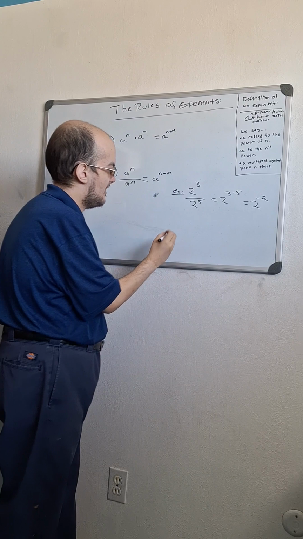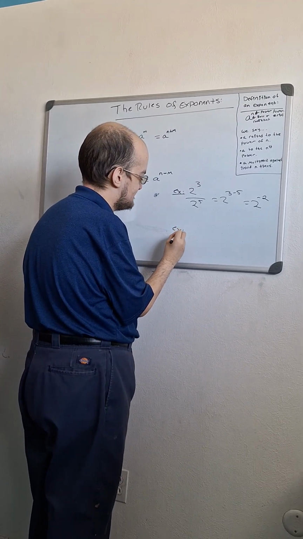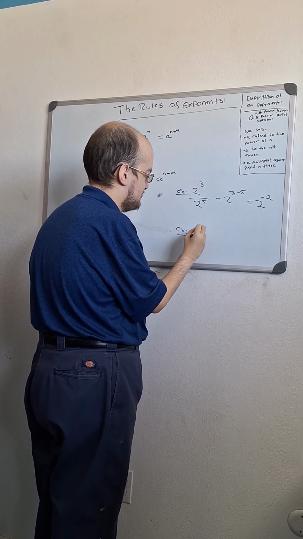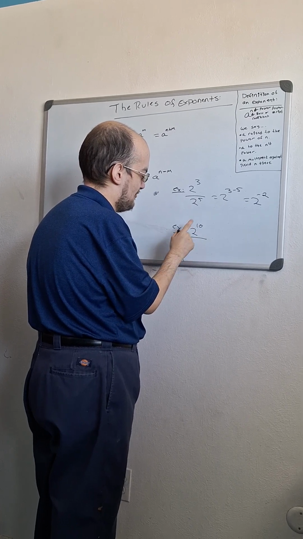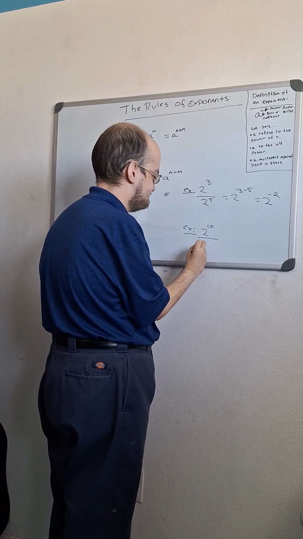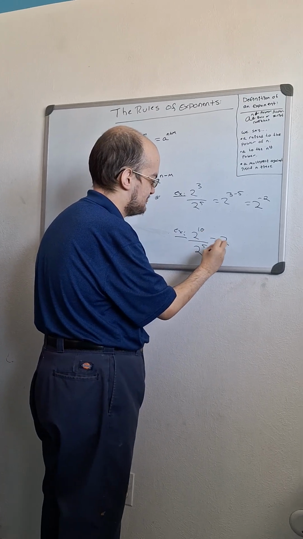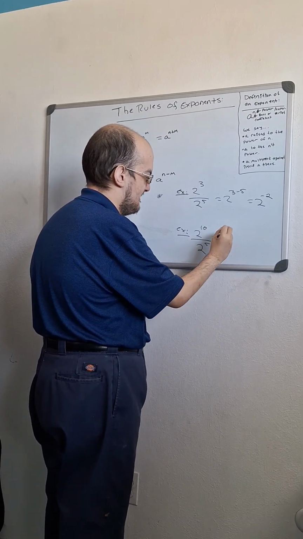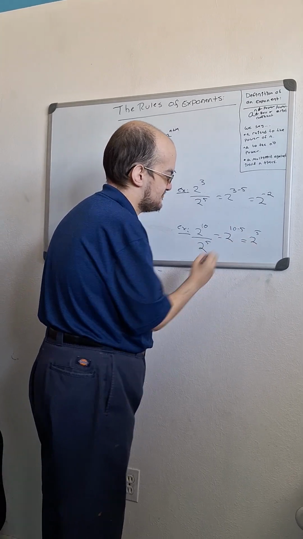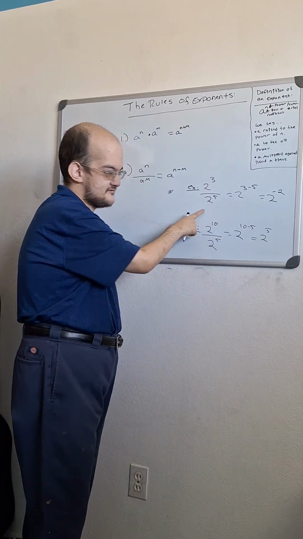Alright, let's do a better example that's not going to give us a nasty negative number. Let's say we have 2 to the 10th power divided by 2 raised to the 5th power. Because the bases are the same, 10 minus 5 equals 2 to the 5th power. This is the same thing as this.